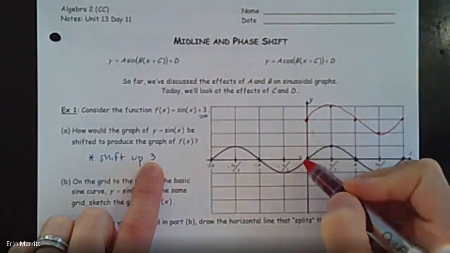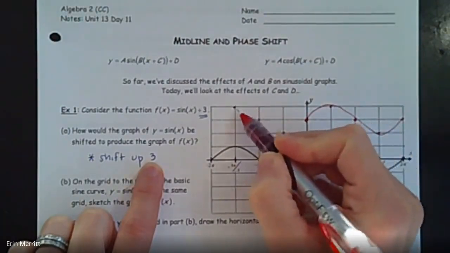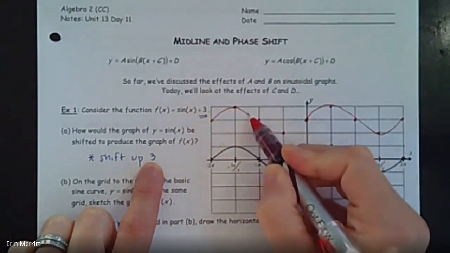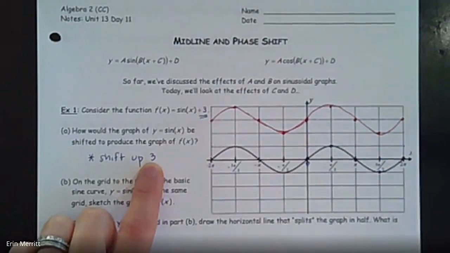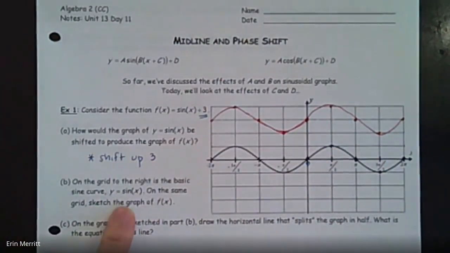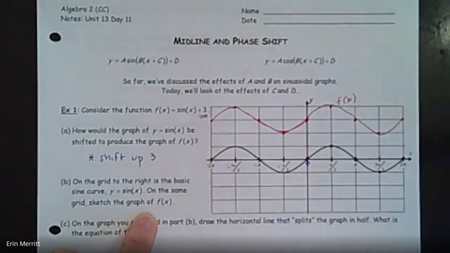So if here's my graph, and I can extend this back as well, shift all those points up 3. There we go. So we're looking a little something like that. All right. So it says on the grid to the right, you've got y equals sine of x, sketch f of x. So this is f of x here.